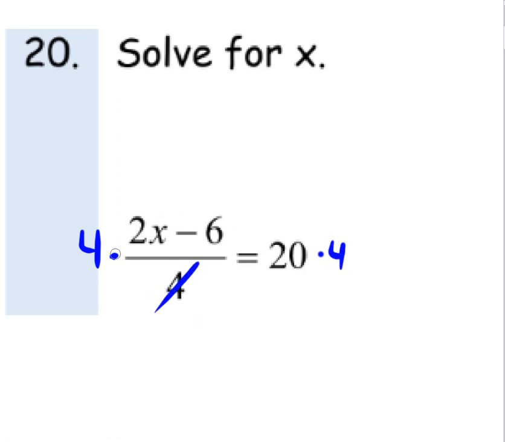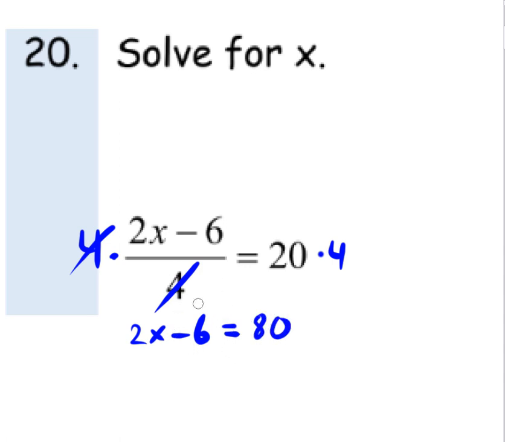So I multiply both sides by 4, and these 4s will now cancel out. Because remember, 4 over 4, if you have a fraction 4 over 4, that's equal to 1 whole. So that's why that cancels out, in case you were wondering. But anyway, moving on. So now I'm left with 2x minus 6 is equal to 20 times 4, which ends up being 80.